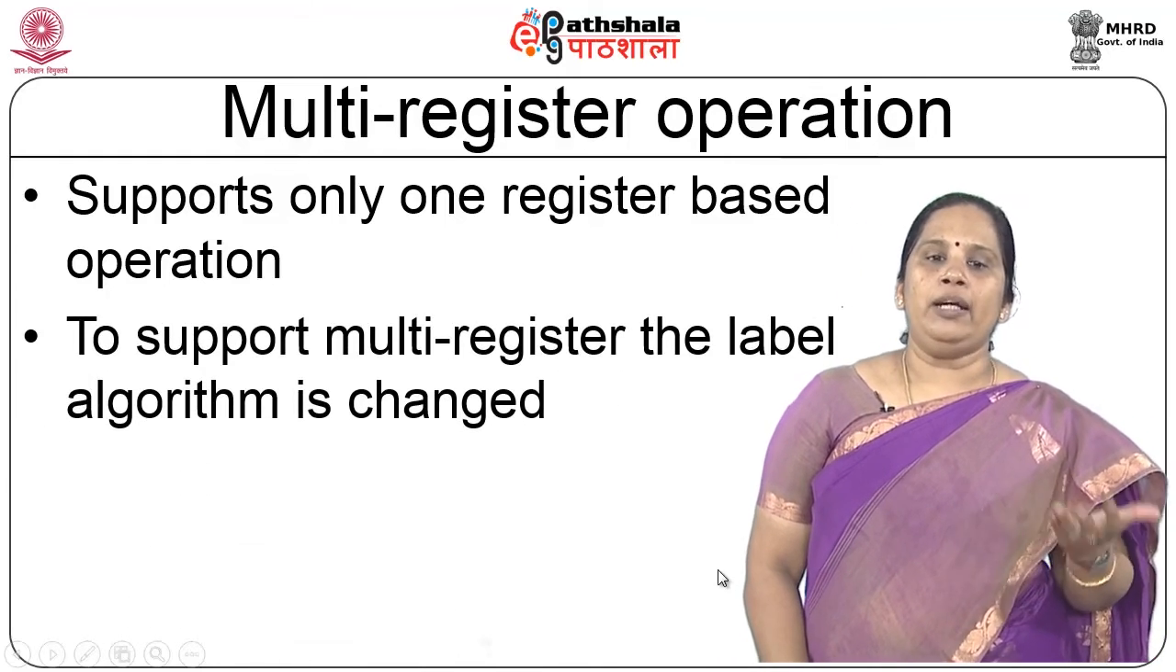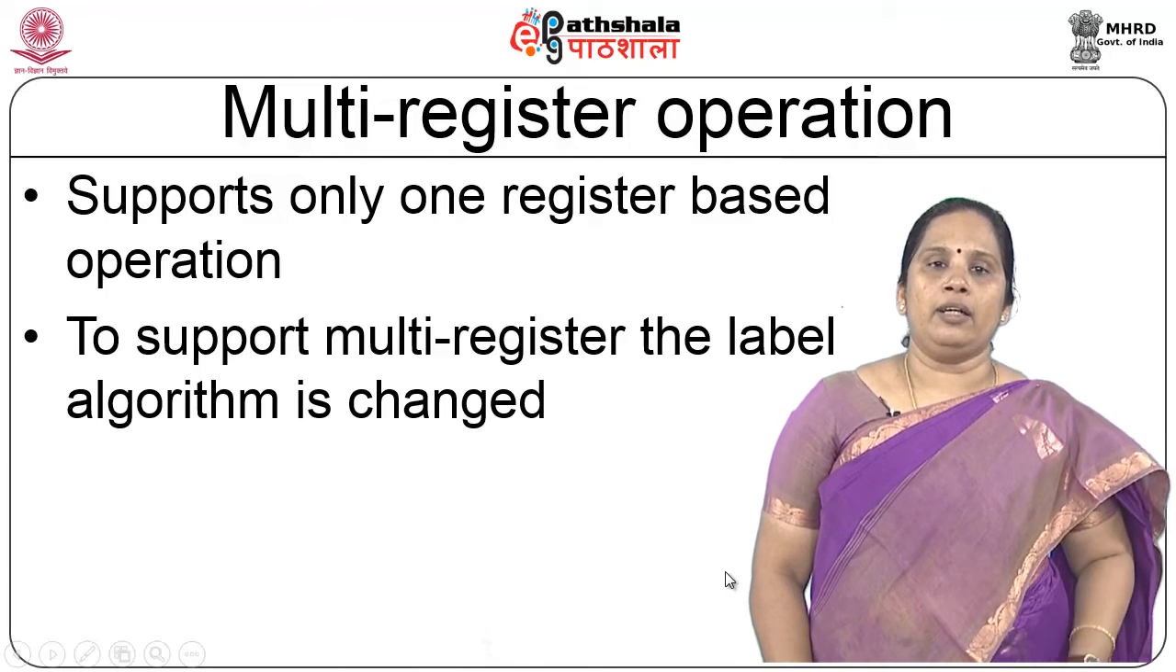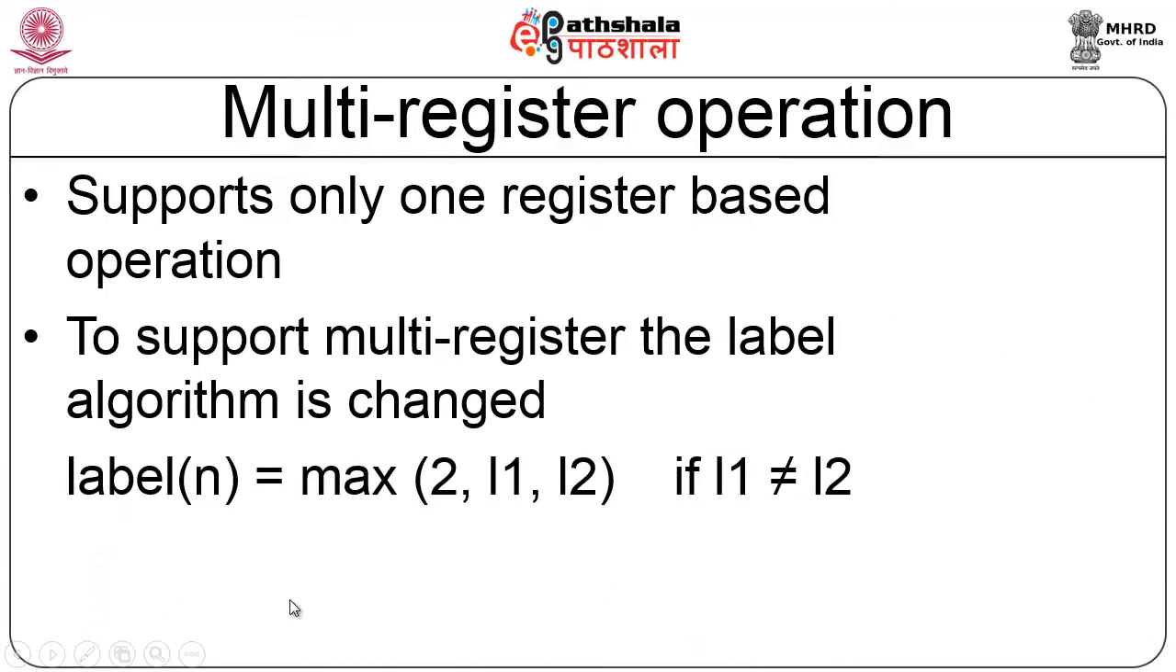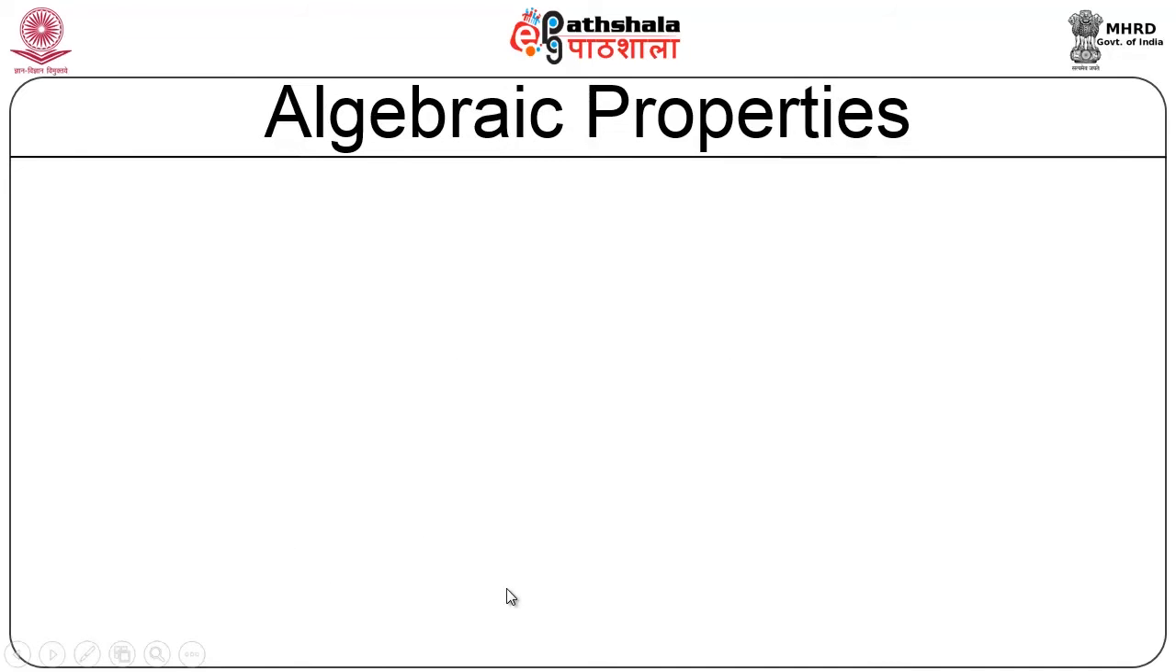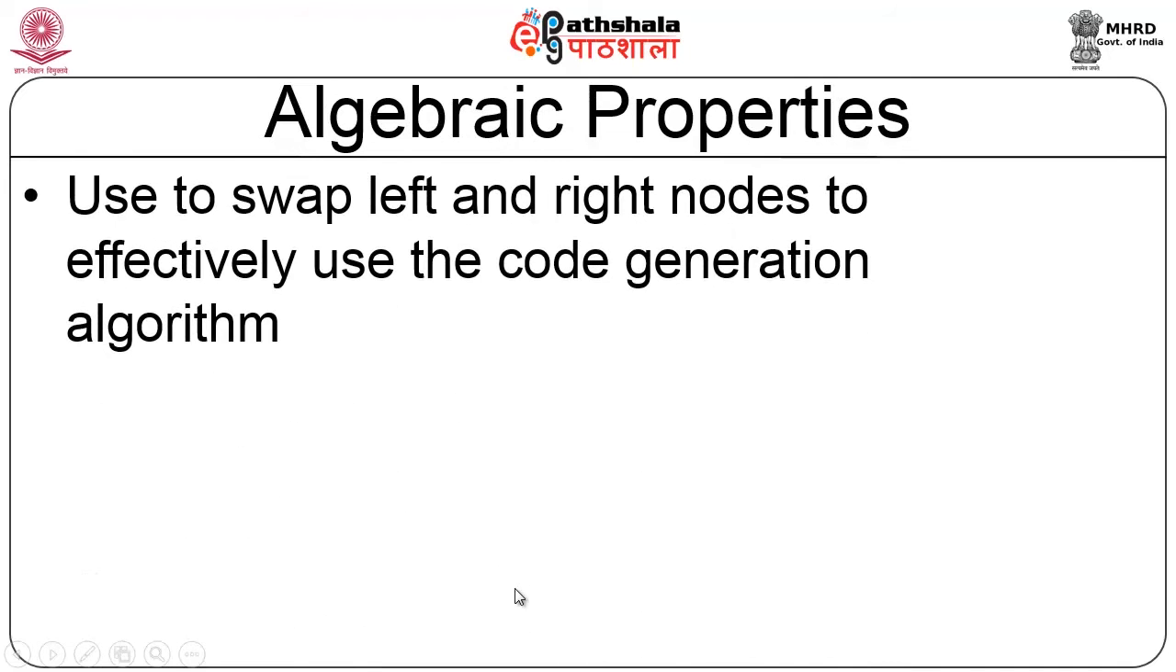If you have to support multiple registers, then the label algorithm has to be changed in such a way that if the labels of L1 and L2 do not match, then you assign the interior label as 2, where you have one register for each of the left and right children respectively. The other case will be simply adding 1. If L1 is equal to L2, you increment the number of registers by 1 to compute the interior node, okay.